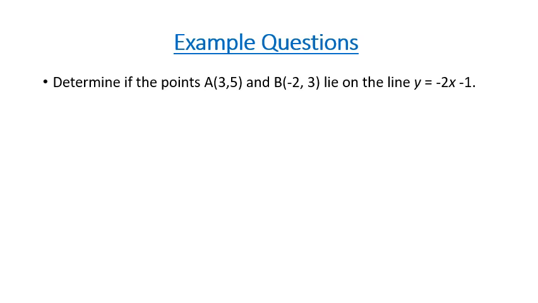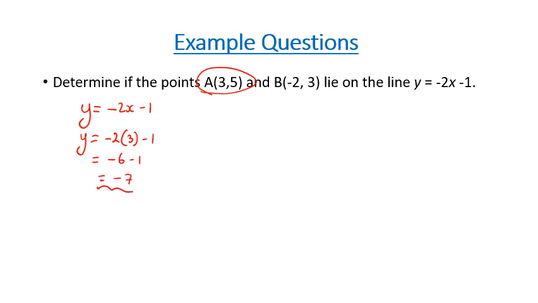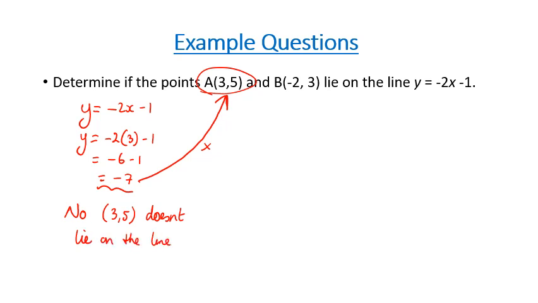Okay, so let's have a look at some example questions again. We're using the equation y equals negative 2x, take 1. We're going to check if point A, which is 3, 5, lies on that line. So we find our y value when we replace our x value with our x coordinate. So this becomes negative 2 lots of 3, take 1. Negative 2 times 3 is negative 6, take 1, which is negative 7. Negative 7 is not the same as 5, so therefore, no. The point 3, 5 does not lie on the line y equals negative 2x, take 1.